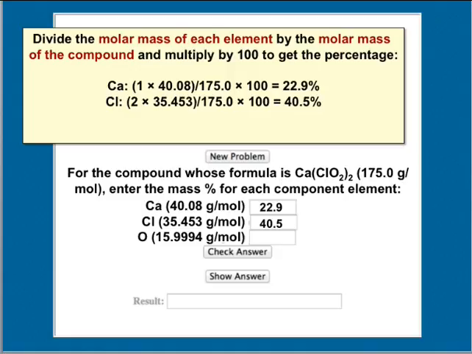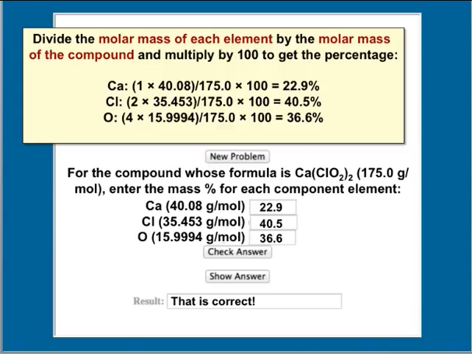And oxygen, how many oxygens here? 2 times 2 is 4. So 4 times 16 divided by 175, 36.6%.